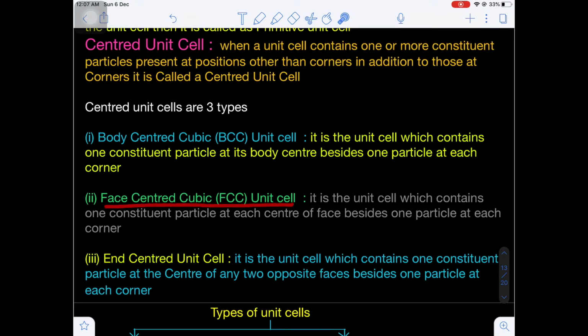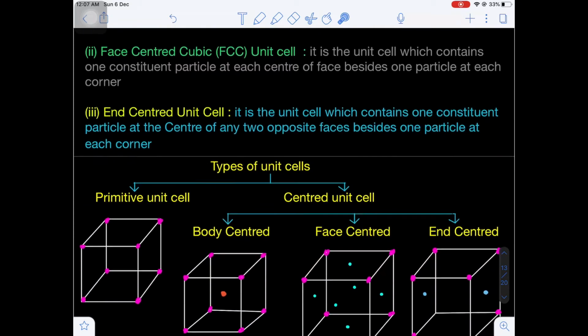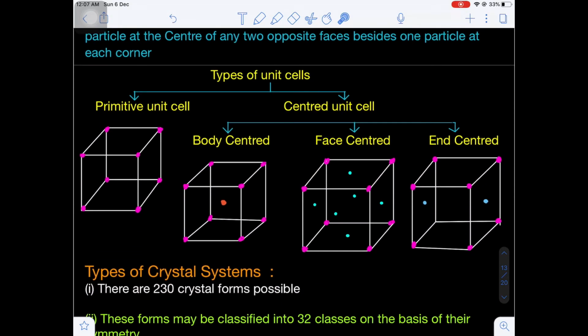In the face centered cubic unit cell, apart from each corner, there is one particle present at each center of the face. At each face center, there will be one more particle in addition to the corners. And in the end centered unit cell, the unit cell contains one constituent particle at the center of any two opposite faces. So two particles on two opposite face centers, apart from the one particle at each corner. Okay. Now this is the classification of unit cells.